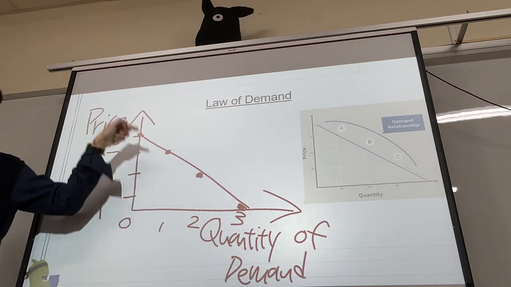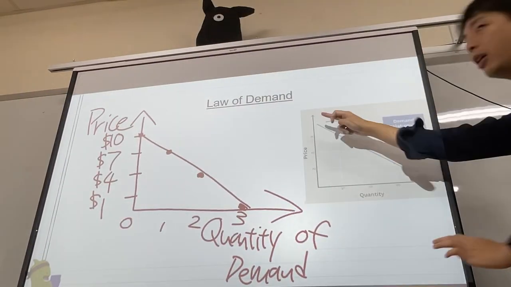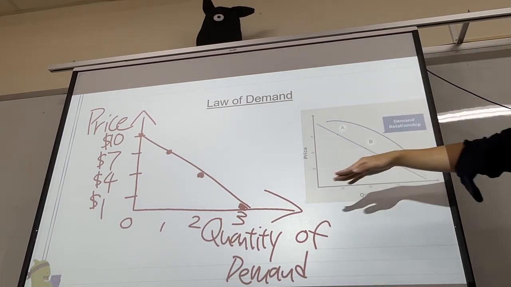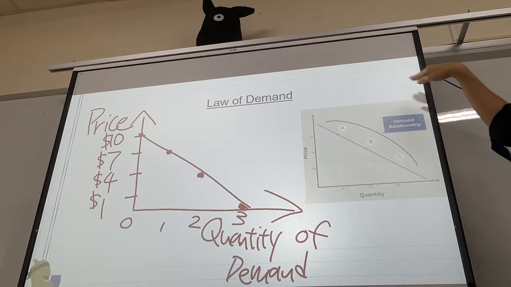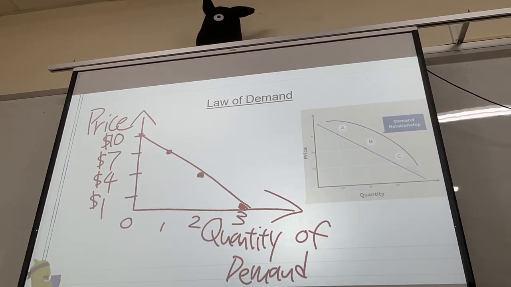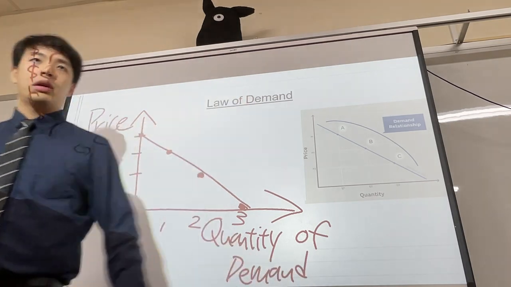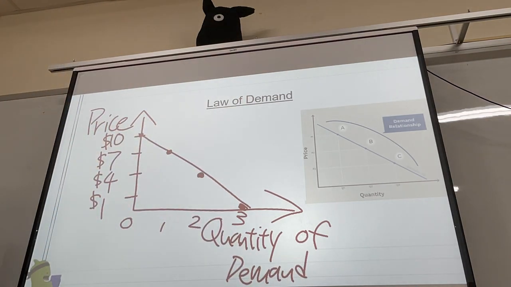But again, remember, this is what it looks like. It always goes down. This is the reason why the slope is always down. It's never going to be like that. No, it doesn't make sense. If your price is expensive, would you buy more? No, I will buy less. There's no way I will buy more if the price is expensive. Okay? Make sense? Can we move on? Yes. Okay, let's move on. Law of demand.